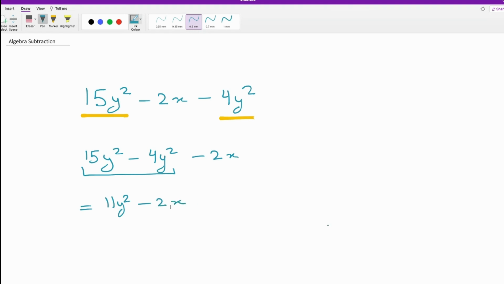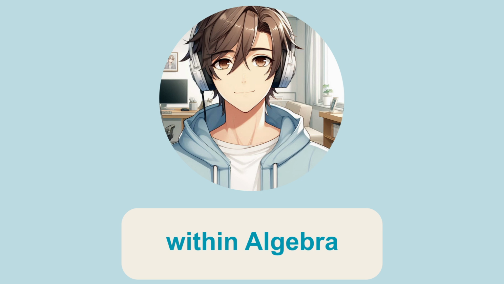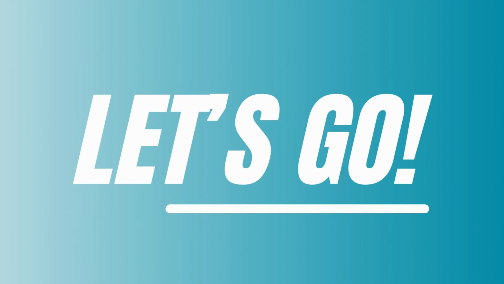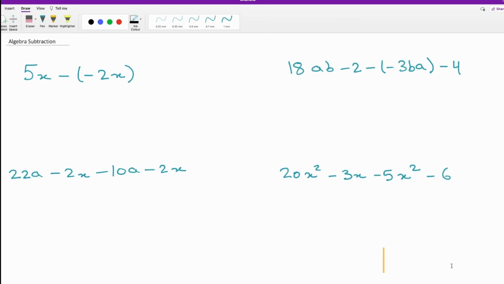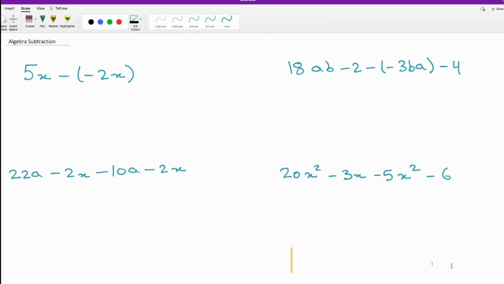Now that we've covered the content of subtraction within algebra, let's have a go at doing some of those practice questions. Alright, hopefully you had a go at doing some of those practice questions. Let's go and see how we can approach them.